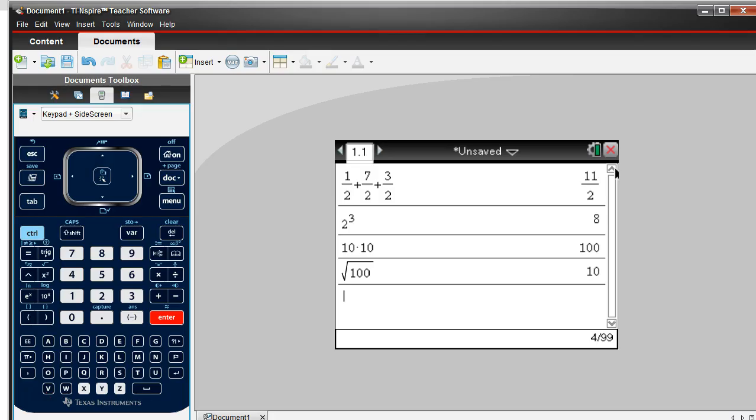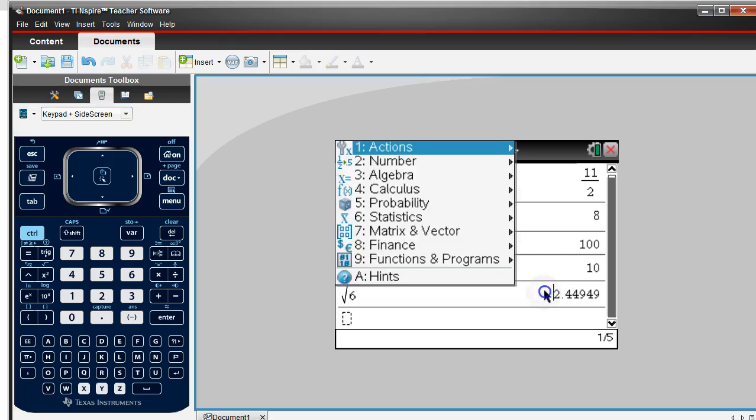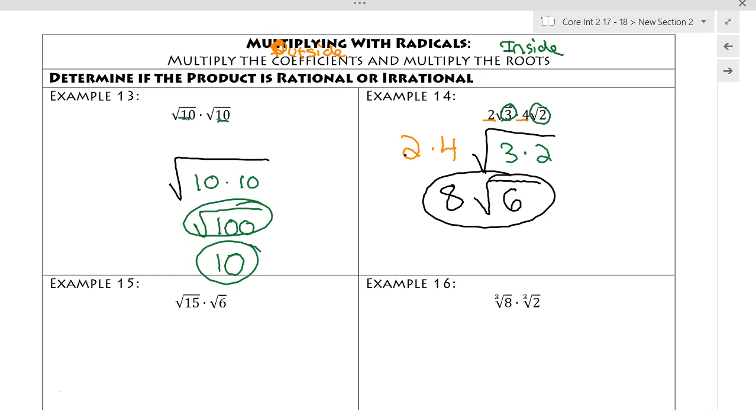Then, I'm going to put this in my calculator. The square root of 6 is a decimal. If you get this word decimal, it means your answer doesn't simplify, and we're just going to leave it like this. Don't write the decimal. Just leave it.